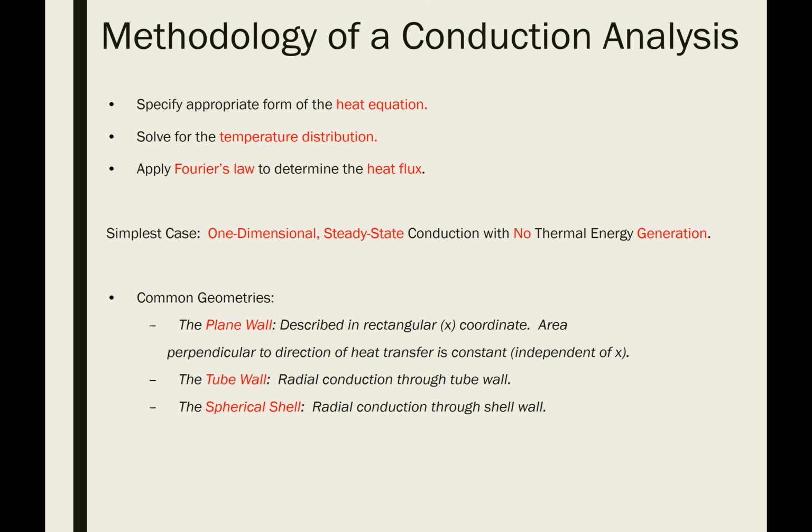Another thing that we're going to do is if we wanted to know the flux going through the wall, then we would apply Fourier's law again. But now we have a temperature profile equation that we could just differentiate. We'd be going backwards a little bit. We'd differentiate the temperature profile equation, multiply that by minus k, and that would give us the flux going through the wall. So the simplest cases are one-dimensional steady state conduction with no thermal energy generation. And if we can add in that thermal conductivity is constant, then that makes it even simpler.